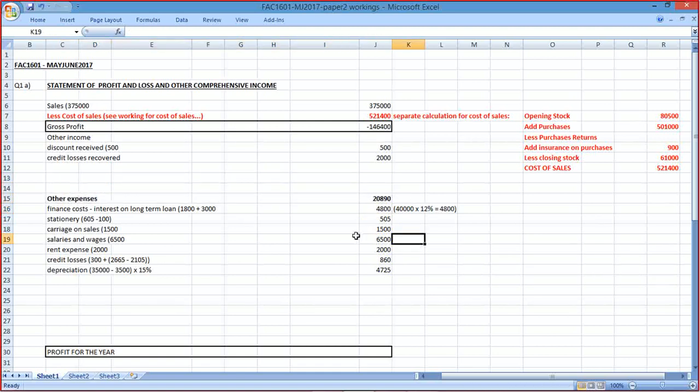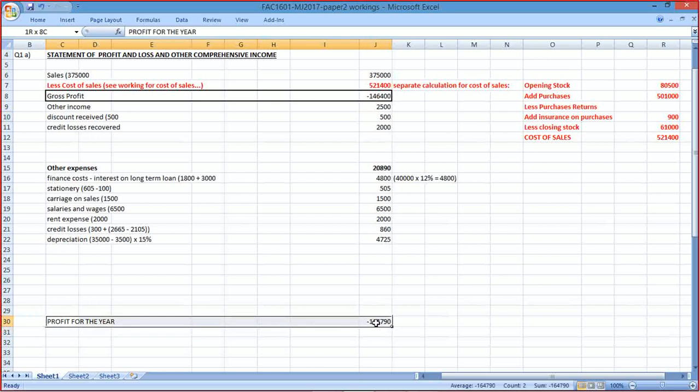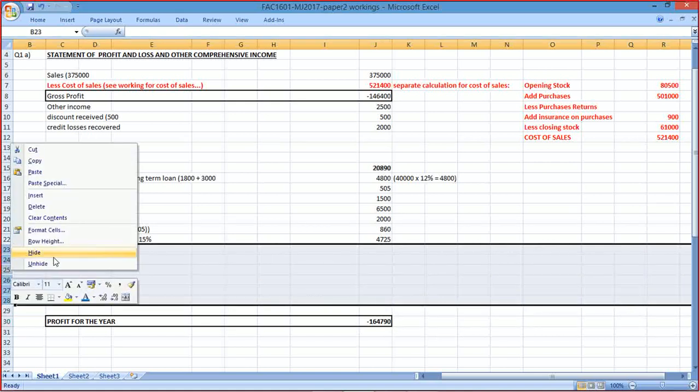Okay, that gives me that answer. And then obviously the profit for the year is actually a loss for the year, because it will be the gross profit plus the other income. The other income we need to add, and then minus the other expenses. This would be 2,500, your discount plus your credit losses recovered. So that would be our profit for the year figure, based on the information given in the question.